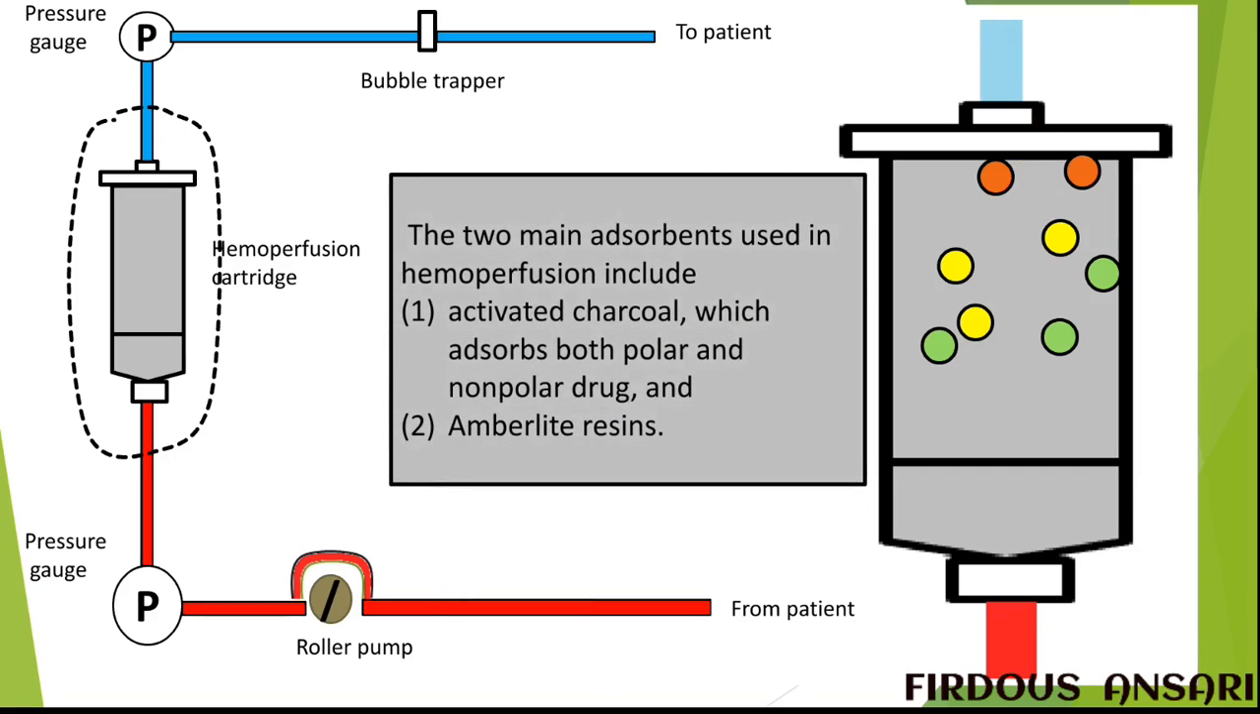Two main adsorbents used in hemoperfusion include activated charcoal, which adsorbs both polar and non-polar drugs, and Amberlite resins. So these are the two important adsorbent materials used. Hemoperfusion is a useful procedure for rapid drug removal in accidental poisoning and drug overdose. So this is all about hemoperfusion.